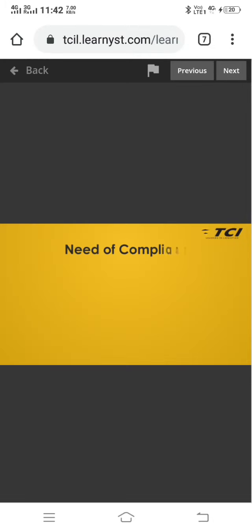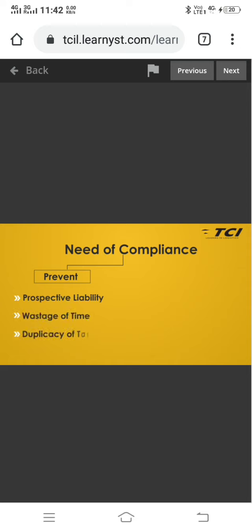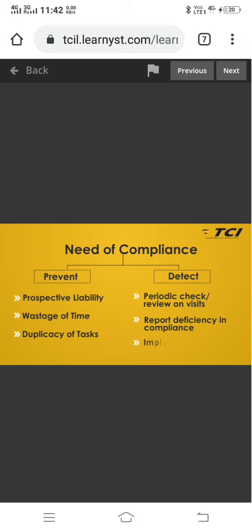We shall start with the understanding as to why we need compliance. This is to prevent prospective liability, wastage of time, duplicacy of tasks, and to detect periodic checks, reviews on visit, report deficiency in compliance, and implement countermeasures.